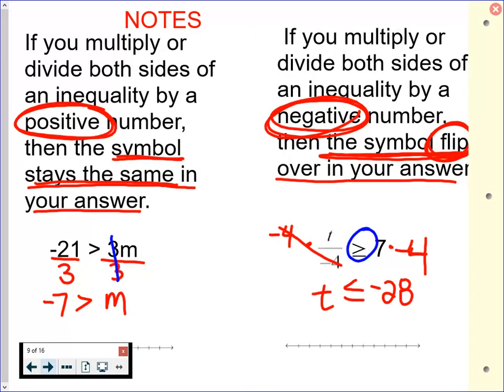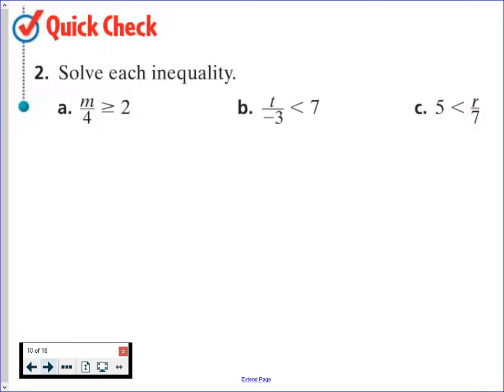So that's what happens in these problems too. On the left, I divided by positive 3, symbol stays the same. On the right, I multiplied by negative 4, the symbol flips over. So basically, when you keep answering these questions, you need to decide, is it going to flip or not?